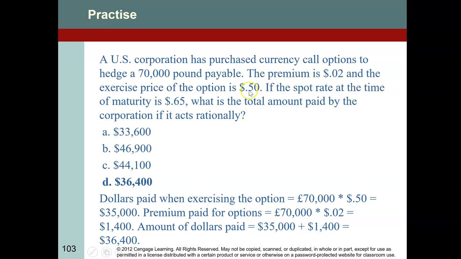If we purchase at the spot rates on the market, we would have paid more. So we would exercise the option and purchase it at the exercise price. The right option is D.